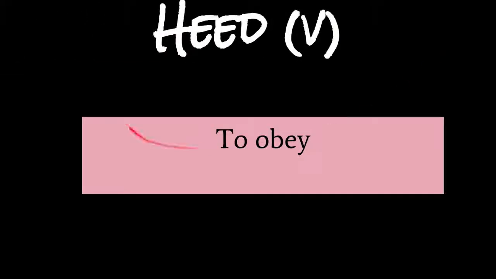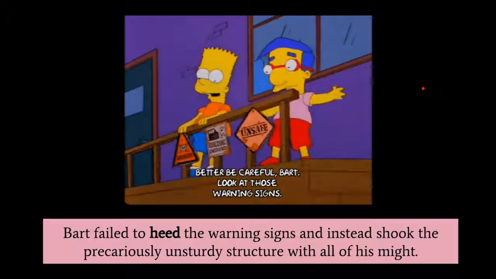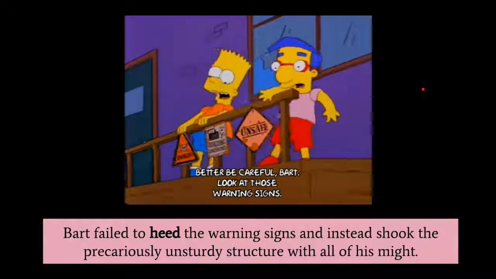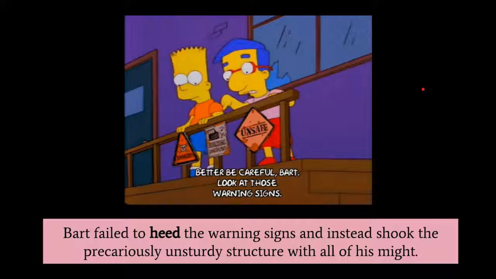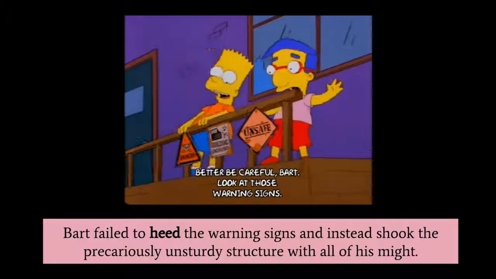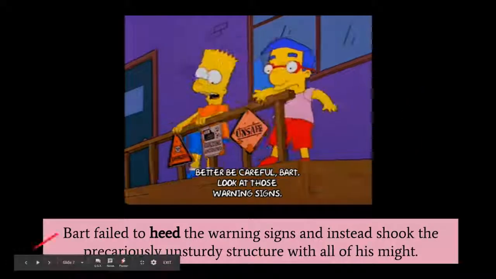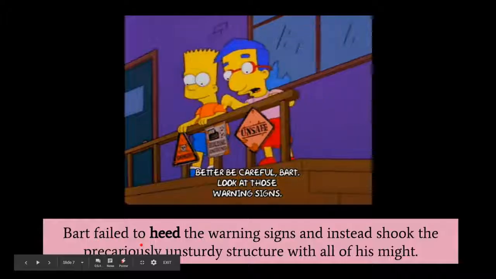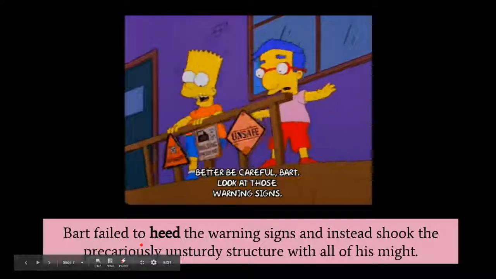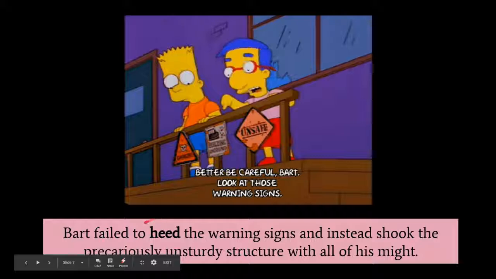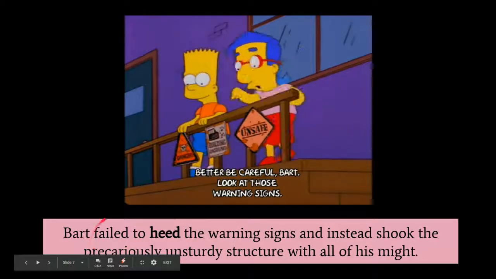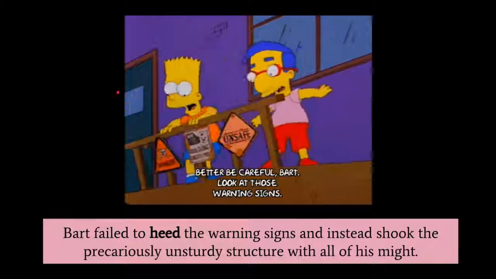So our next word is to obey. It's another verb, and it's for the word heed. So heed and instigate are very different words. One means to cause trouble, and one means to obey. So Bart failed to heed the warning signs, instead shook the precariously unsturdy structure with all of his might. So you might remember precarious is a previous vocabulary word that we had. But here we have heed, which means to obey, and here Bart's failing to obey the warning signs.